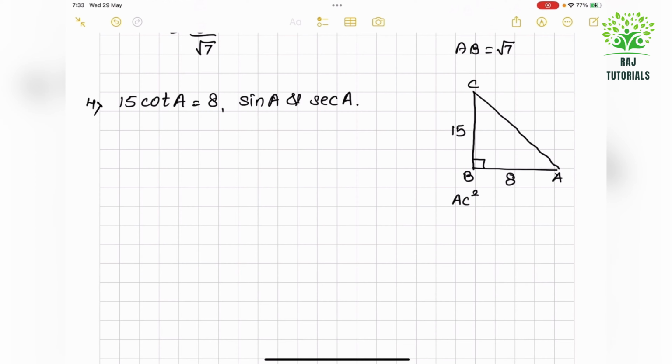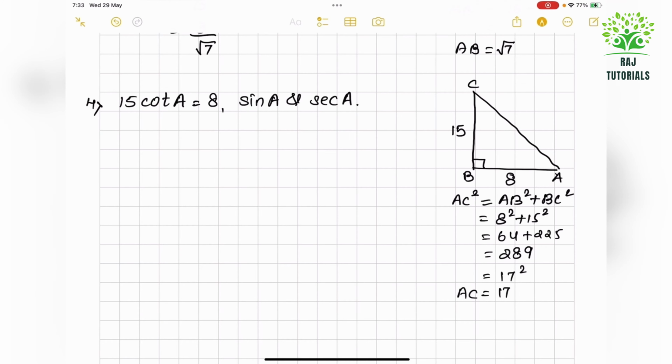Now the next one, it is given if 15 cot A equal to 8, find sin A and sec A. So cot means base upon hypotenuse. Similarly I have noted it down here in the figure. Now can I say AC square equal to AB square plus BC square? So 8 square plus 15 square. So 8 square will be 64 and 15 square will be 225. So that is 289, or 17 square. So AC equal to 17.